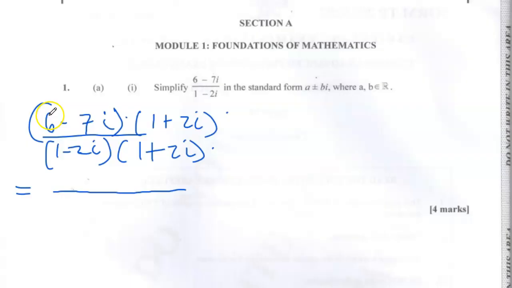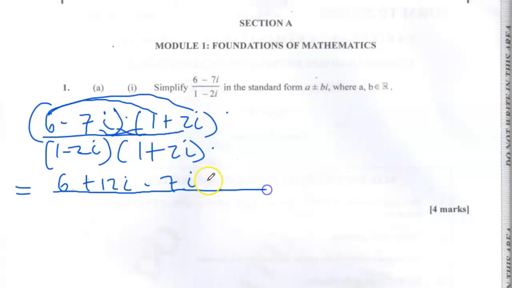So 6 times 1, that's 6. 6 times 2i, that's positive 12i. Negative 7i times 1, that's negative 7i. And negative 7i times 2i, that's negative 14i times i, which is i squared. So negative 14i squared. In the denominator, same expansion.